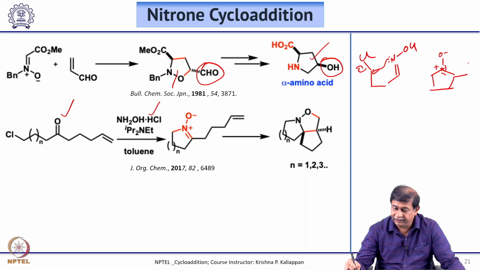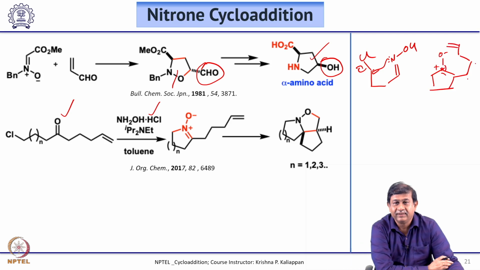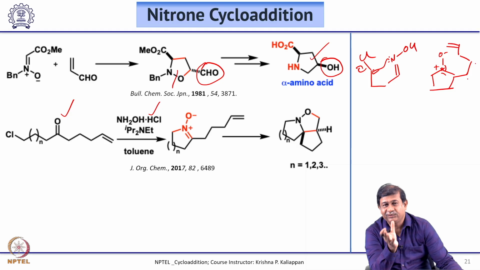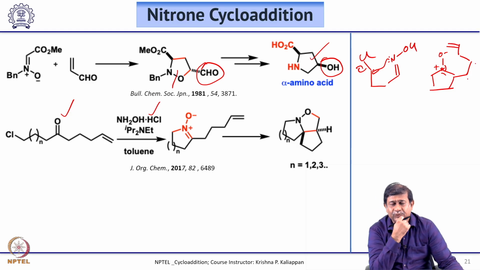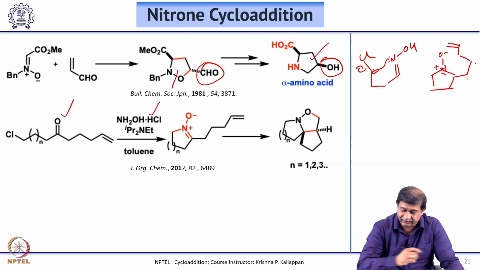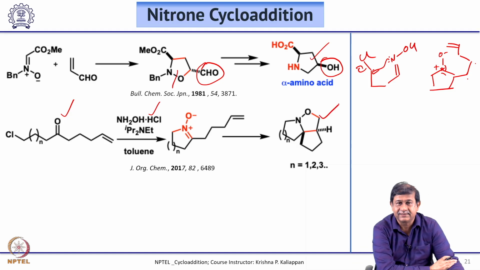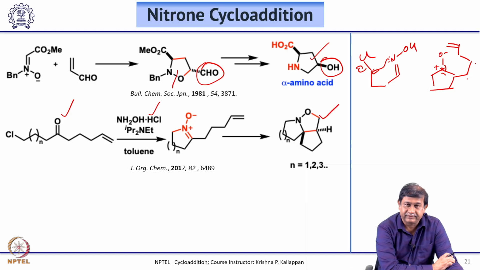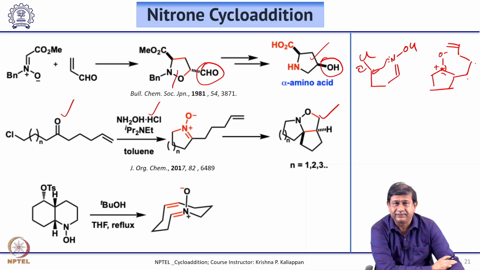Then that 5-membered nitrone also has the dipolarophile, the double bond. So what will happen once the nitrone is formed, this will undergo an intramolecular 1,3-dipolar cycloaddition to get this nice tricyclic compound. This is the last example of nitrone cycloaddition reaction, very interesting.